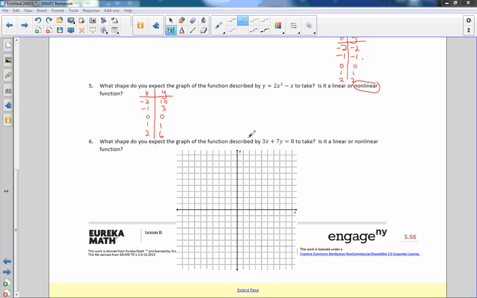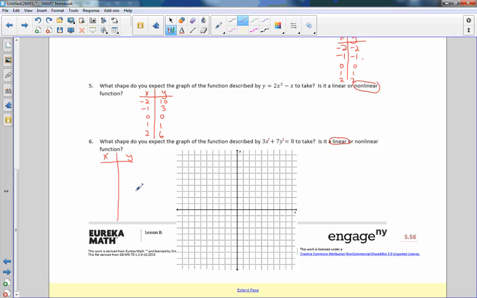Okay, number 6. What shape do you expect the graph of the function described by 3x plus 7y equals 8 to take? Well, x is to the first power, y is to the first power, so I'm going to guess it is linear. But now I need to prove it. So I'm going to choose values, x and y. Unfortunately, this is not going to be pretty because we don't have any ones, so it doesn't matter which one we choose. There will be a pattern though.